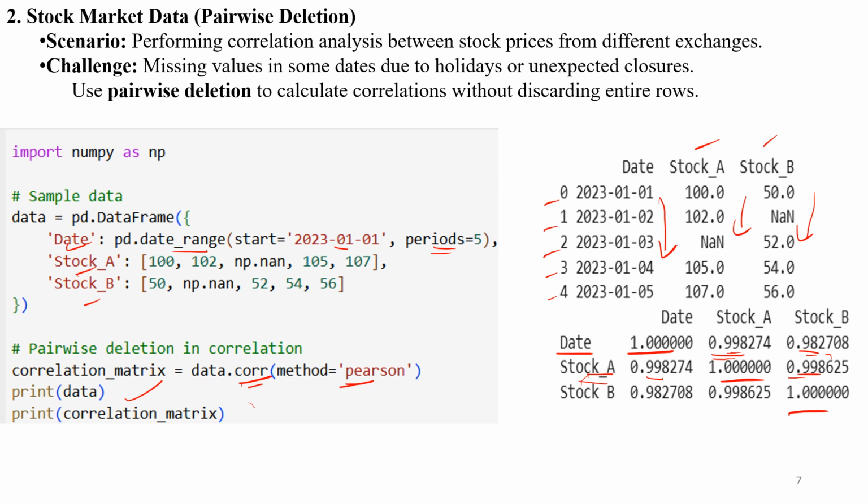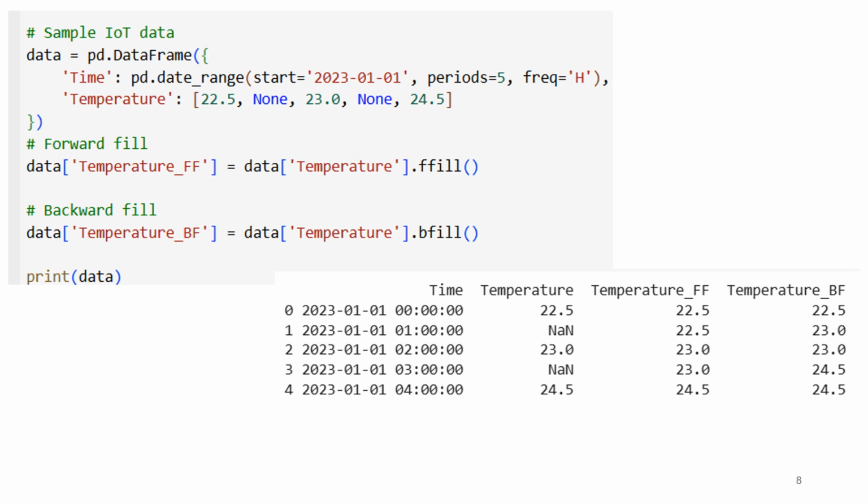So if you apply pairwise deletion, this will be deleted and then the Pearson method is applied and we'll get the correlation matrix. So this is one way of handling missing values. Okay, so the next method, we'll see forward fill and backward fill. So let's see an example.